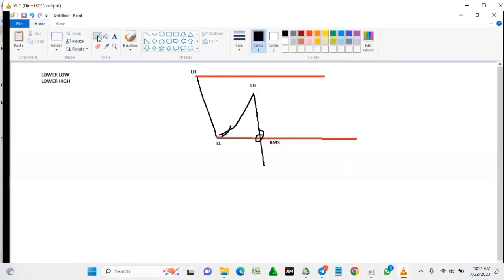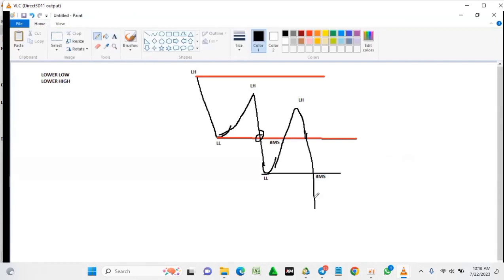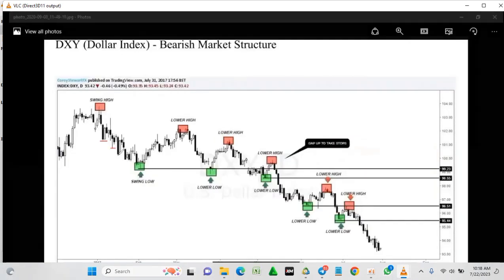And again, lower low, the new lower low. Price goes up again, makes a lower high, and then BMS right here. So this is a downtrend. So lower low, lower high, lower low, lower high, lower low, lower high. And all these are BMS, breaks in market structure here. That's the downtrend. As you can see, we have lower lows here, but we want the last one, which is this one.